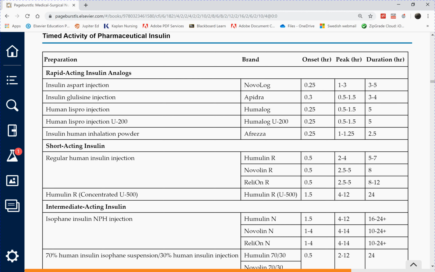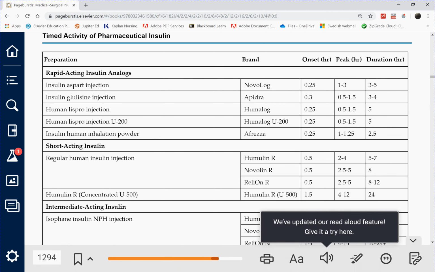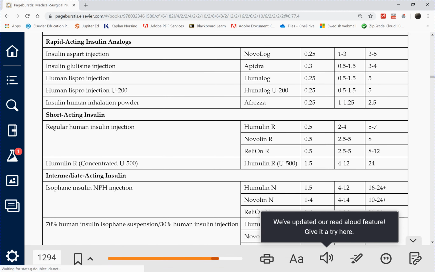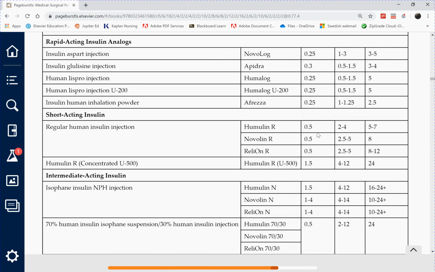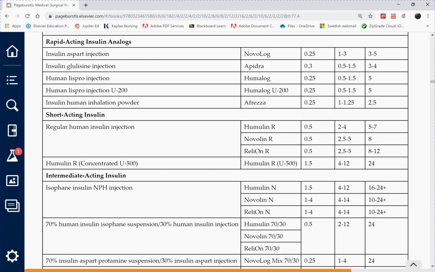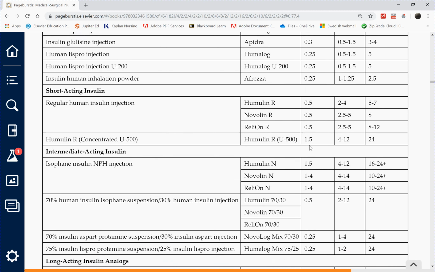Aspart is used frequently for pre-meal insulins. Look, the duration is about 3 to 5 hours, which makes them the perfect choice for between meals. Because we eat about every 4 to 5 hours during the day, they are very useful. Short acting, there's only one: regular insulin. This is the only insulin given IV. It has a 30-minute onset. All of them have 30 minutes. They peak around 2 hours, and then they last about 5 to 7 hours.